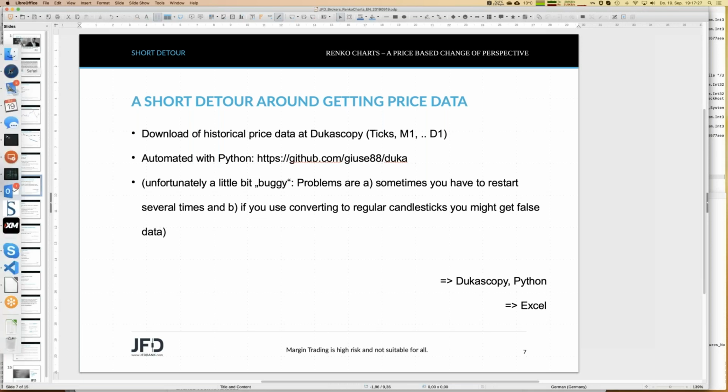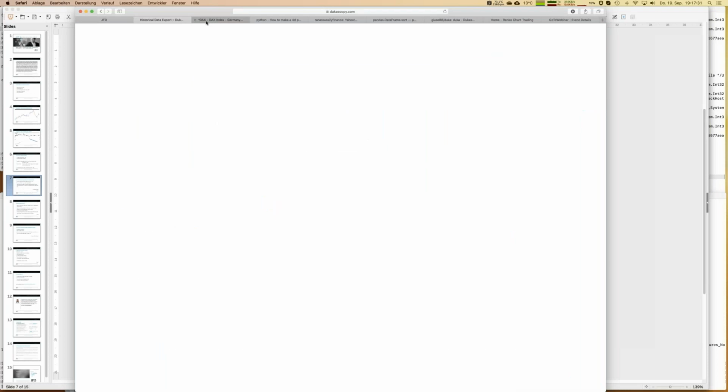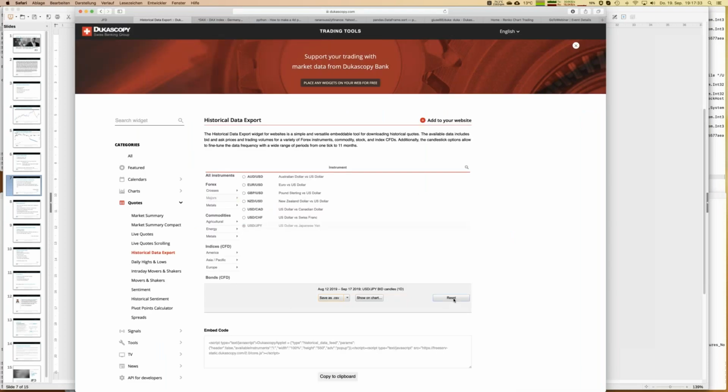So one possibility is simply that we go for Dukascopy here, and all we would have to do is go for tick data, and then you see you can always only download one day simultaneously, and you can choose a date and then press download, and then you have them. But you would have to do that job day by day. So that's the one possibility.